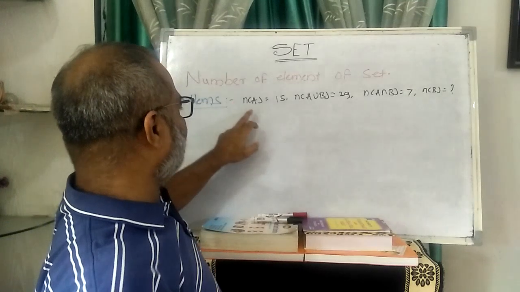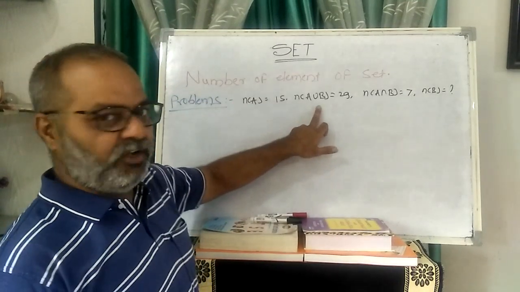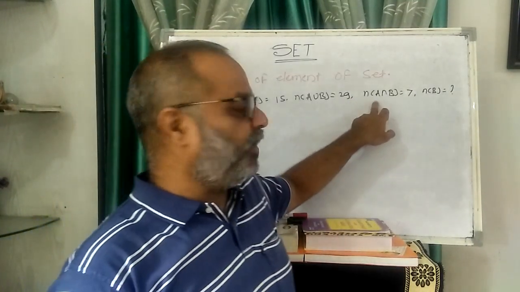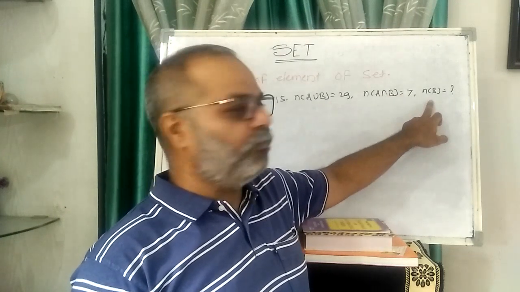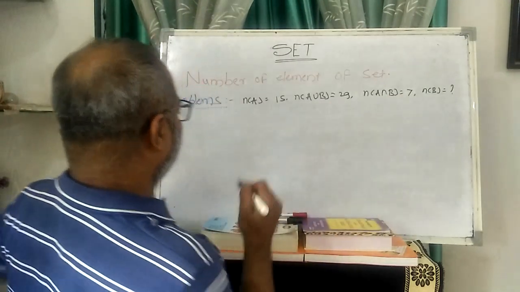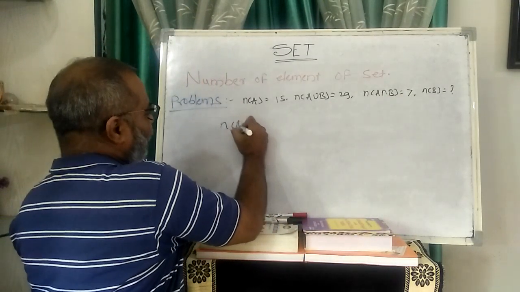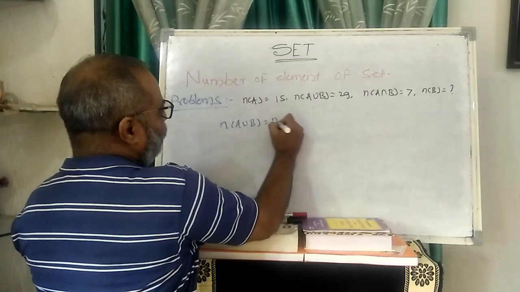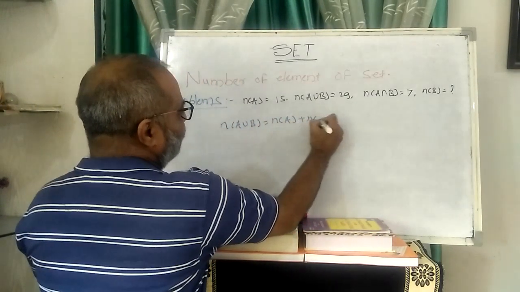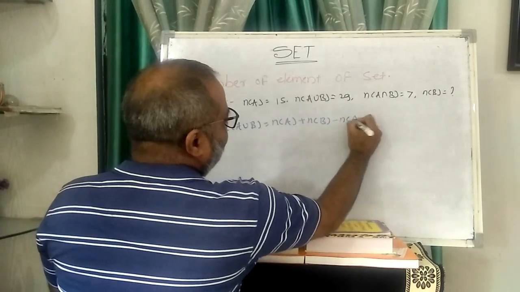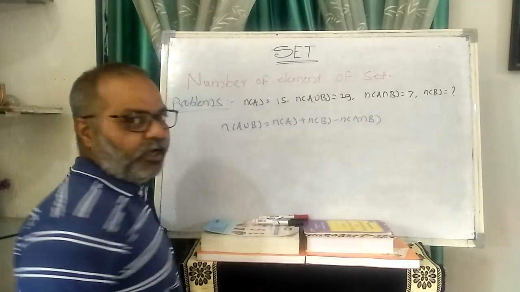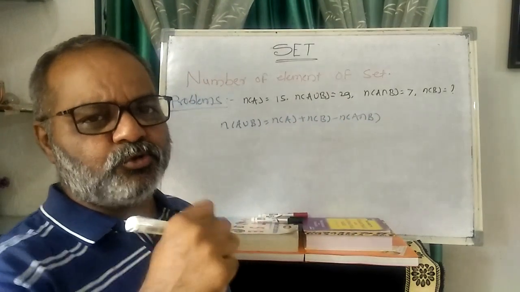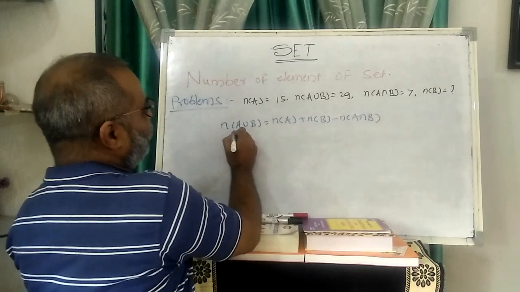So the problem is given: n of A is 15, n of A union B is 29, n of A intersection B is 7, and n of B we have to find out. Okay. So what is that relation? n of A union B is equal to n of A plus n of B minus n of A intersection B. Okay. So I put in the values. It is too simple, just putting in the values.